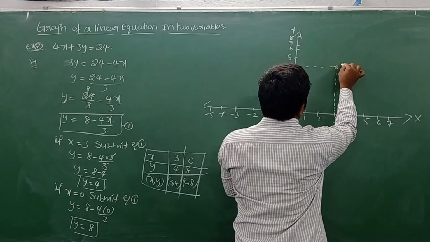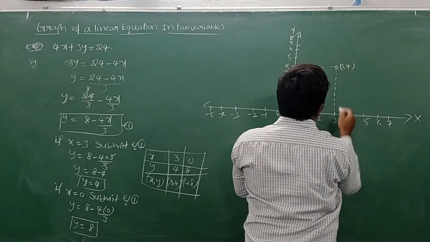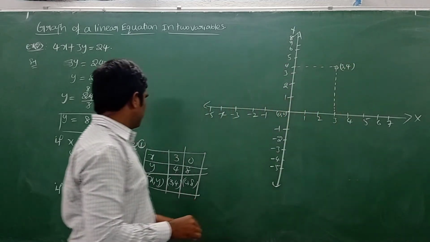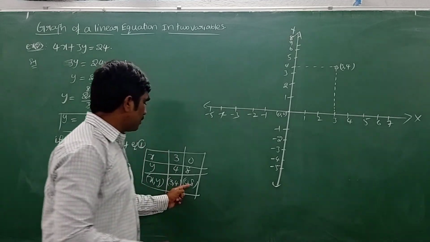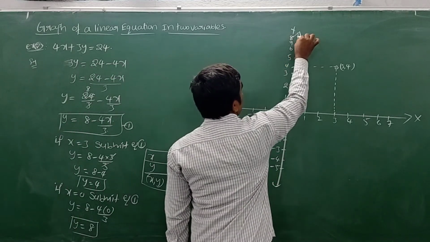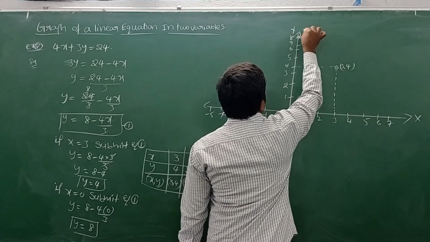Yes, here you can see 3, 4. And the next one is 0, 8. Where is 0, 8? The x value is 0, and on y we can take 8. Here we can see 0, 8.